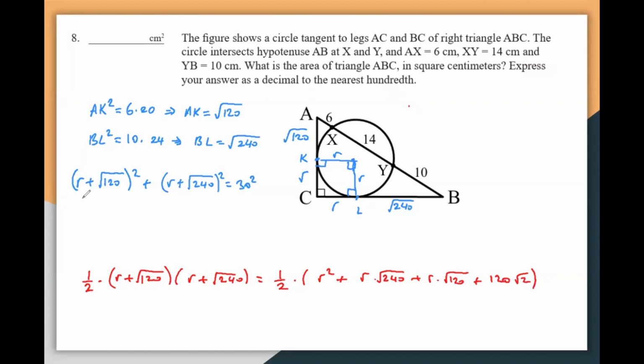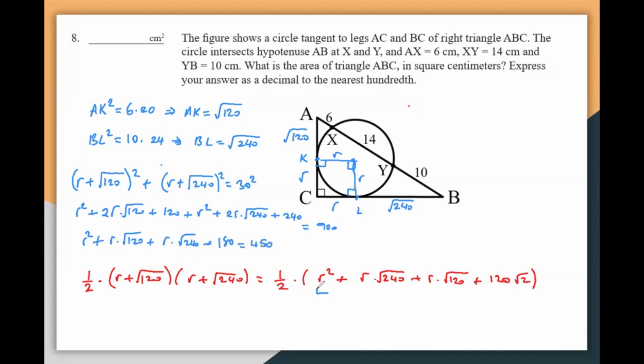So this is what we are interested in, and this is what we know. If I expand the first equation that we got by the Pythagorean theorem, we will get something similar. We get R squared, and then 2 times R times the square root of 120, plus 120. If I expand the second one, you get R squared plus 2R times the square root of 240, plus 240. Again, this is equal to 900. So we have two copies of R squared, then 2R and 2R as well. If I divide both sides of the equation by 2 and clean this up a bit, you'll get R squared plus R times square root of 120 plus R times square root of 240, and then 120 and 240, which is 360. Since I divide by 2, you'll get 180. And then half of 900 will be 450.